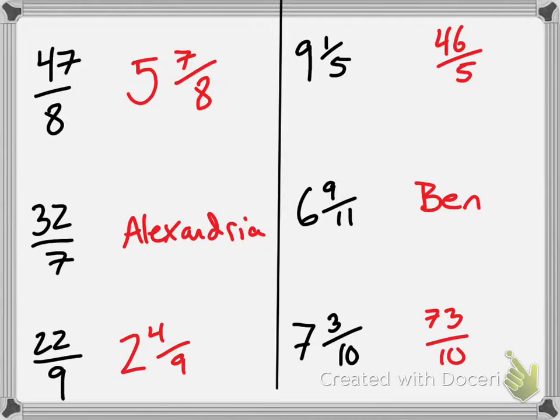Perfect. Alexandria, what about 32/7? How many times does 7 fit into 32? So it fits in 4 times. And what was 7 times 4? 28. Okay. So perfect, we get 28. 32 minus 28 is 4, and we get 4 and 4/7.